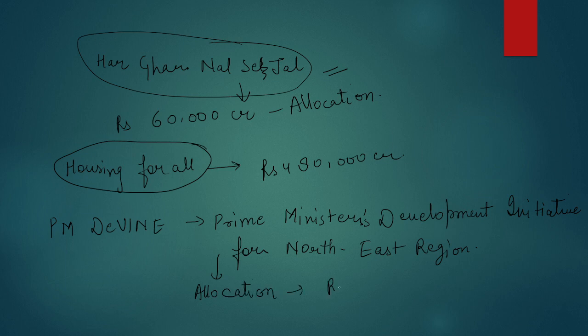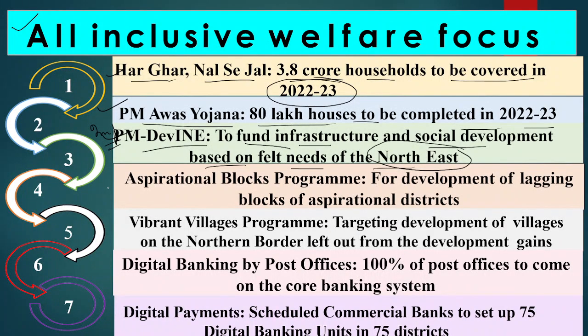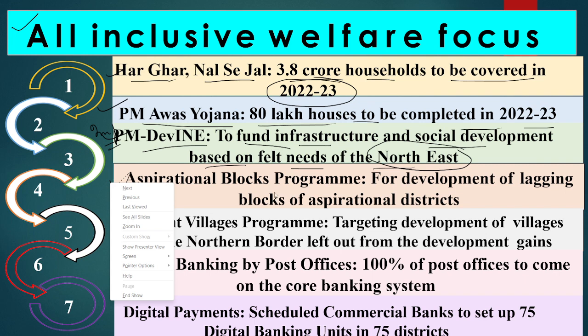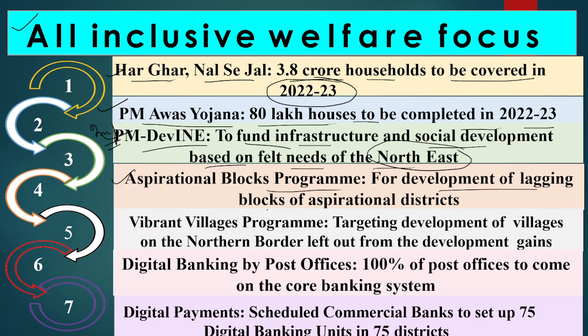So allocation is rupees 1500 crore. All right, 1500 crore rupees to enable livelihood activities for youth and women under the scheme. All right, next point is aspirational blocks program for development of lagging blocks of aspirational districts.